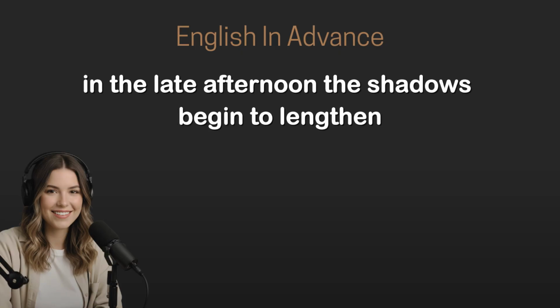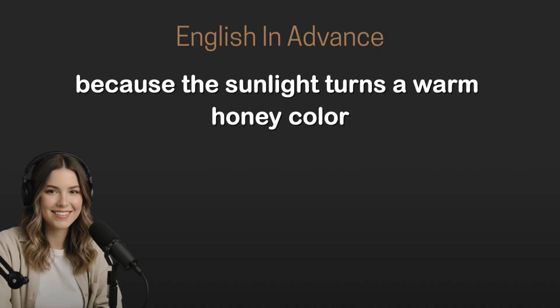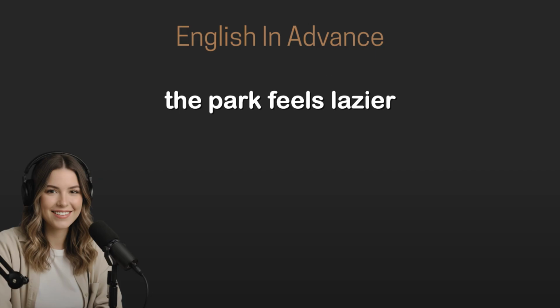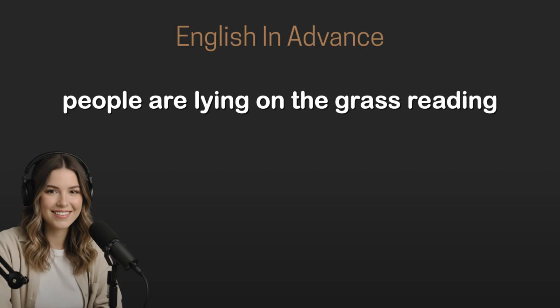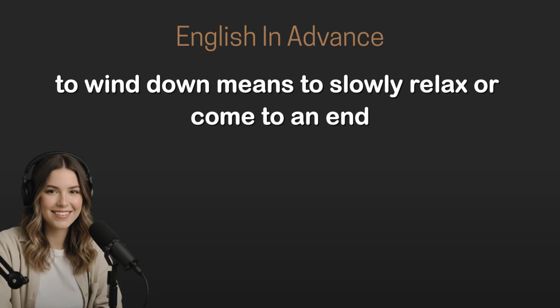In the late afternoon, the shadows begin to lengthen. We call this the golden hour because the sunlight turns a warm honey color. The park feels lazier. People are lying on the grass reading. The frenetic energy of the day is winding down. To wind down means to slowly relax or come to an end.